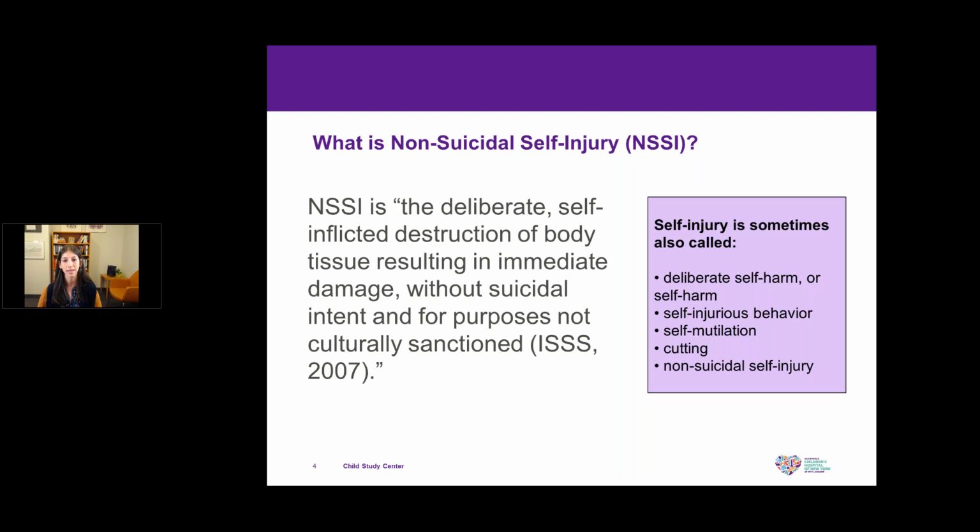And so, similar to the way that there's been many terms, there's also been a lot of definitions of self-injury. One of the most commonly accepted current definitions is as follows: the deliberate self-inflicted destruction of body tissue resulting in immediate damage without suicidal intent and for purposes not culturally sanctioned. And this was created by the International Society for the Study of Self-Injury. What this definition is basically saying is that this is harm that one does to their body intentionally that results in immediate damage of some sort, and it's done without the intent of trying to end their life, and for purposes not typically culturally sanctioned. So that would be things like tattoos or body piercings.